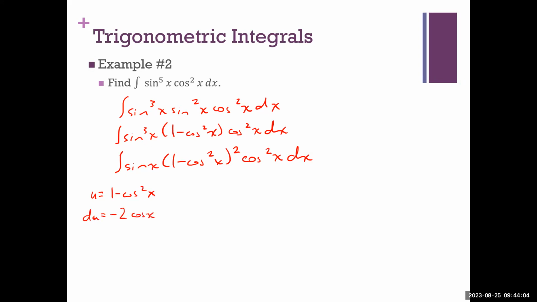Negative 2 cosine x sine of x, which becomes positive, right? So chain rule. The derivative of negative cosine squared x becomes negative 2 cosine x. That's the outside function. The derivative of cosine is negative sine, so I believe the negative signs will cancel. Okay, so I believe that's a good u and du.